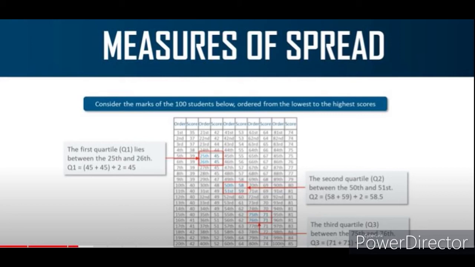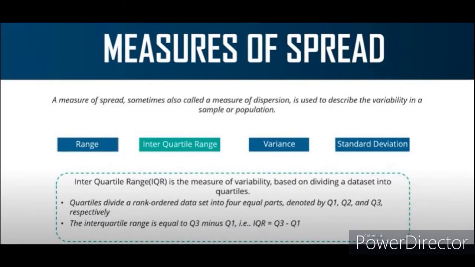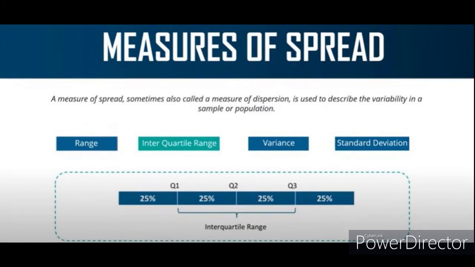Let's look at what is the interquartile range. The range is created by subtracting Q1 from Q3, and that is your IQR. So you'll do Q3 minus Q1. Each quartile represents 25%. So guys, I hope you are clear with the interquartile range and what quartiles are.